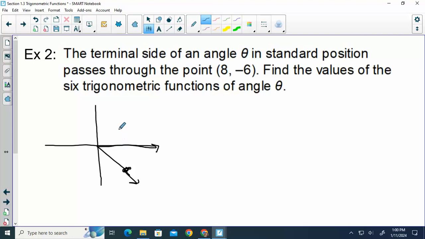We need our x, y, and r to do our definition. So the x and y are given. So x would be, y is, and then r is the square root.